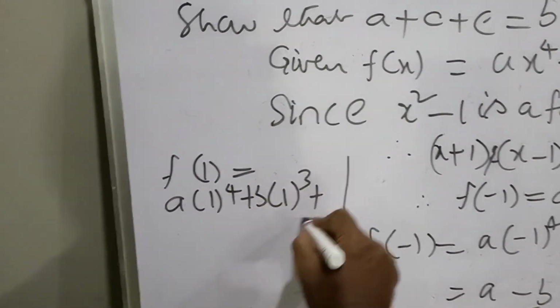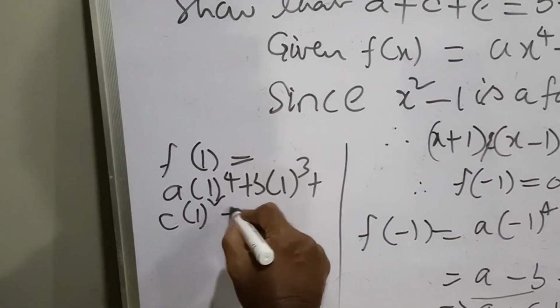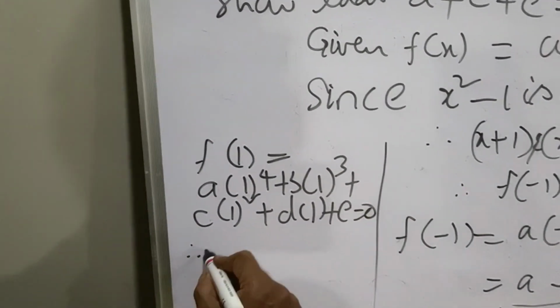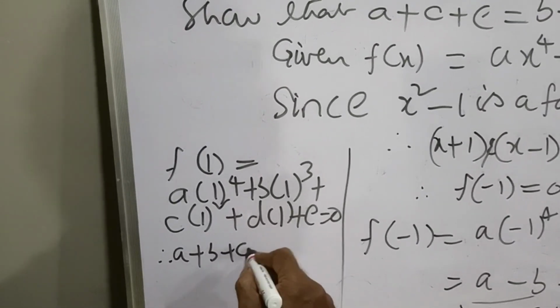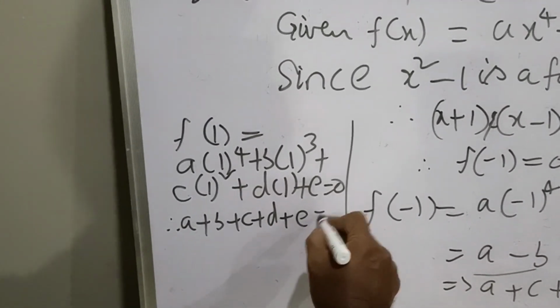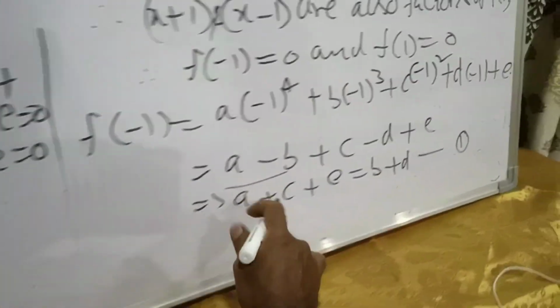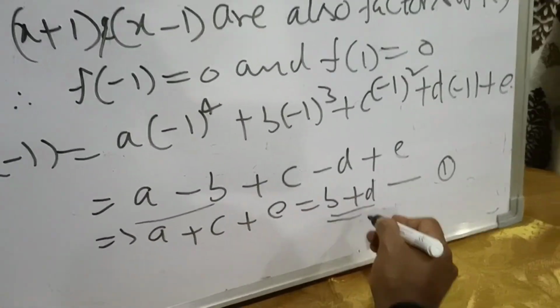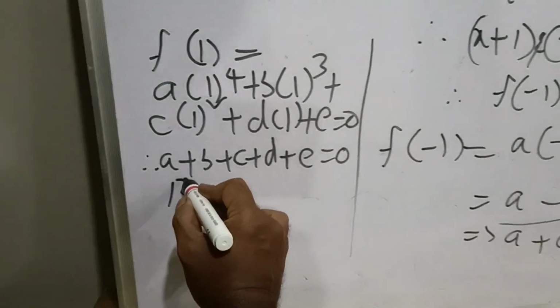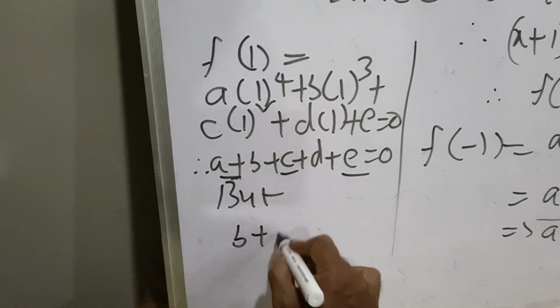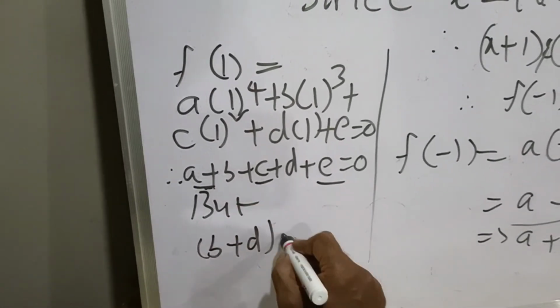F of 1 is equal to a into 1 power 4 plus b into 1 cube plus c into 1 square plus d into 1 plus e is equal to 0 because it is divisible by x minus 1. So therefore a plus b plus c plus d plus e is equal to 0. But we get a plus c plus e is equal to b plus d.